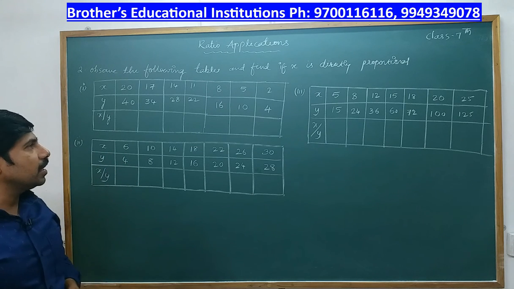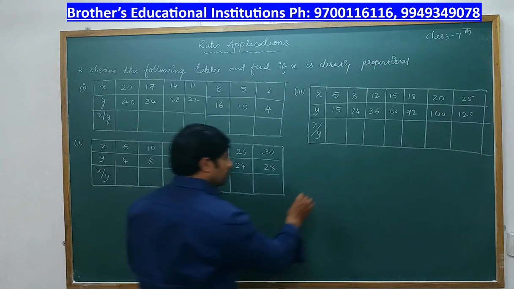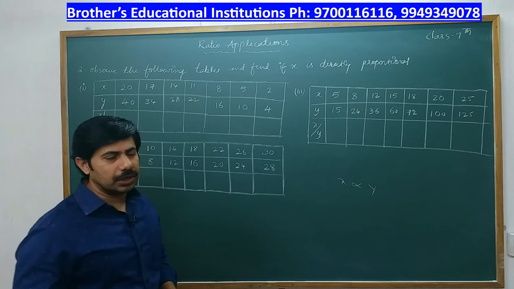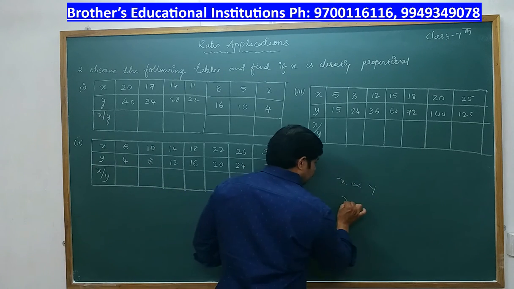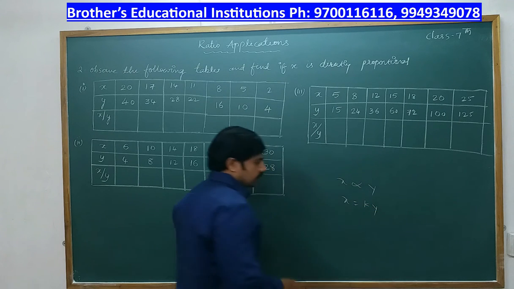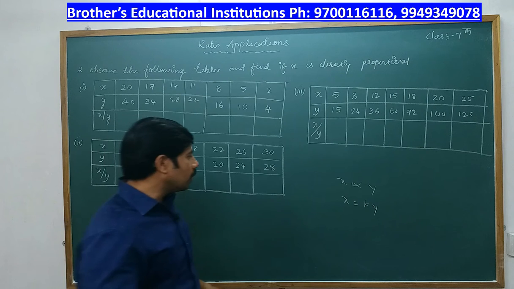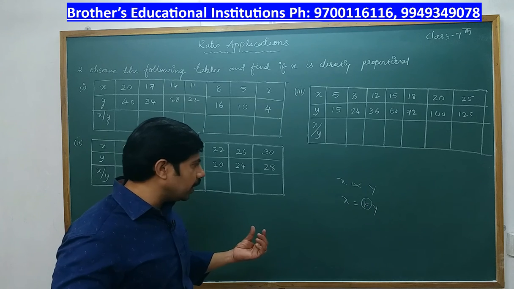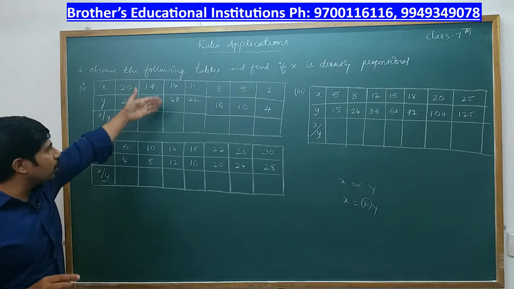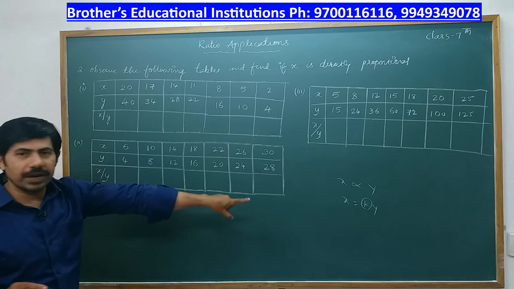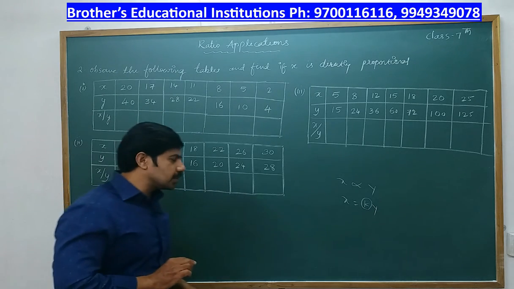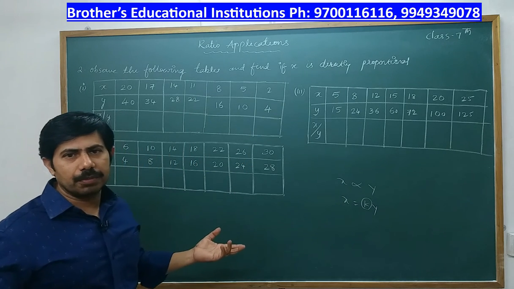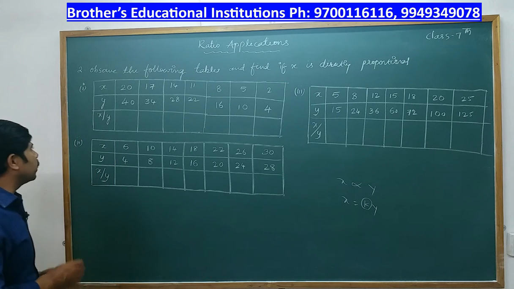See, if x is directly proportional to y, we write x is equal to ky. This k is called a proportionality constant. So here we need to find out the proportionality constant in each of these cases. If that proportionality constant is the same throughout the table, then we say it is a direct proportion. Okay, so we'll check whether it is direct proportion or not.